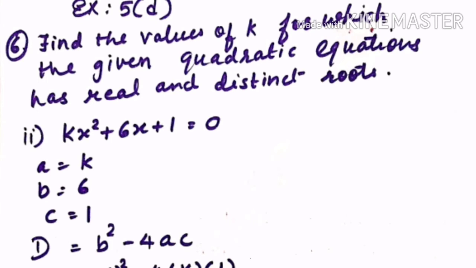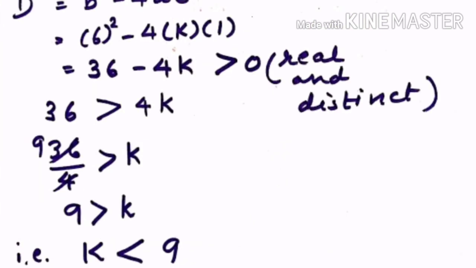Then put D is equal to b square minus 4ac and place the values. See students, 6 square minus 4 into k into 1. So that is 36 minus 4k is greater than 0. Why greater than 0? Because in the question it is given real and distinct roots. And when we get real and distinct roots, the discriminant D value should be greater than 0.